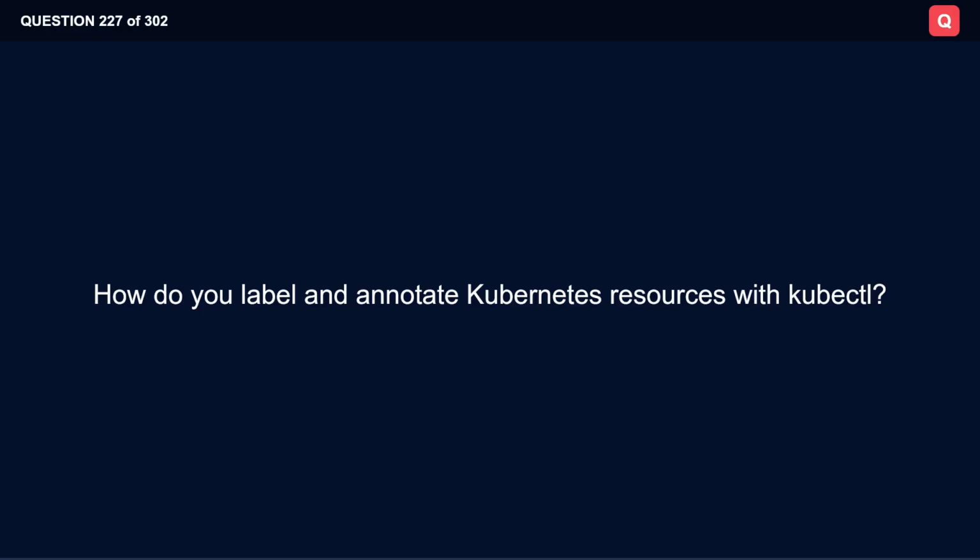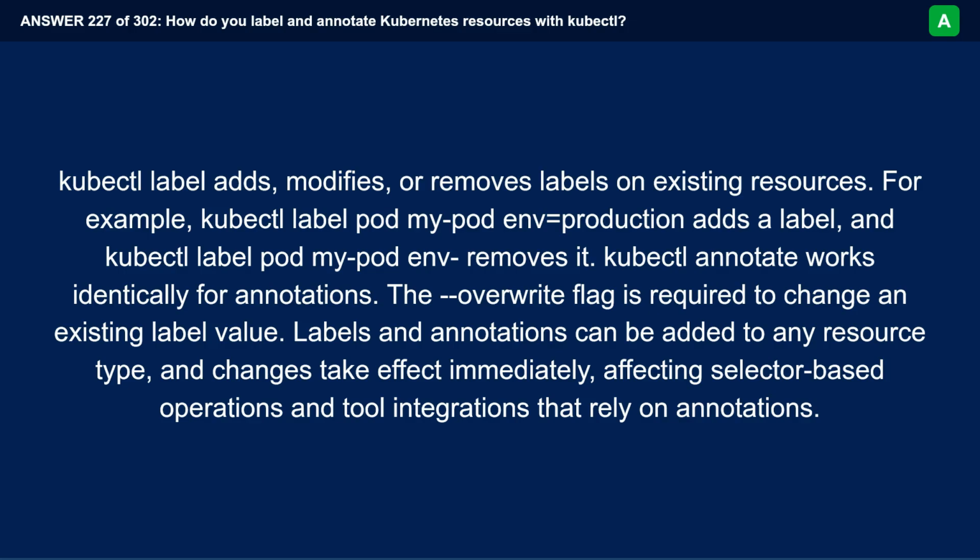describe. How do you label and annotate Kubernetes resources with kubectl? kubectl label adds, modifies, or removes labels on existing resources. For example, kubectl label pod my-pod env=production adds a label, and kubectl label pod my-pod env- removes it. kubectl annotate works identically for annotations. The overwrite flag is required to change an existing label value. Labels and annotations can be added to any resource type, and changes take effect immediately, affecting selector-based operations and tool integrations that rely on annotations.